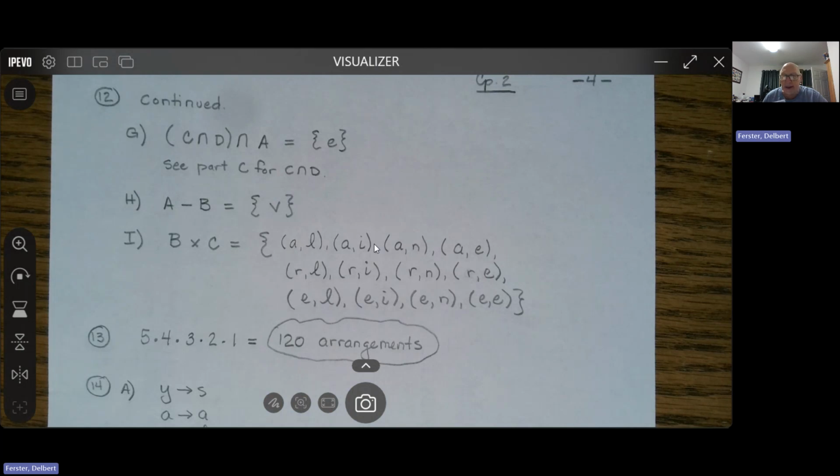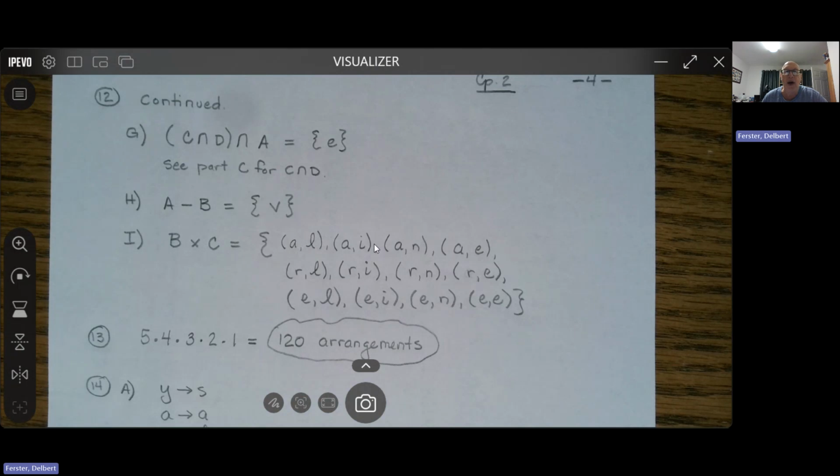The last one is Cartesian product. Remember, Cartesian products are ordered pairs. So your first entry in the ordered pair comes from set B. Your second entry in the ordered pair comes from set C. So you list all the possible ordered pairs you can, where the first component comes from B and the second component comes from C. And there they are. There should be, looks like, 12 of them.